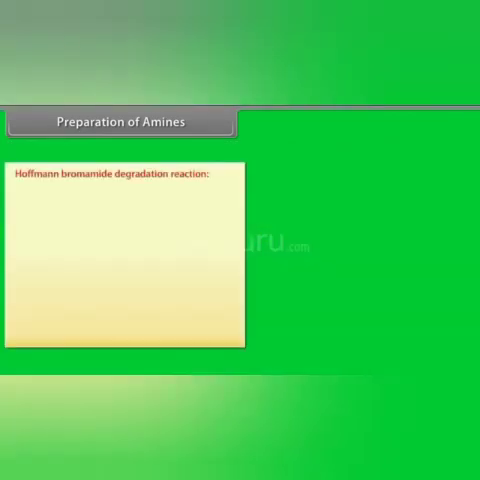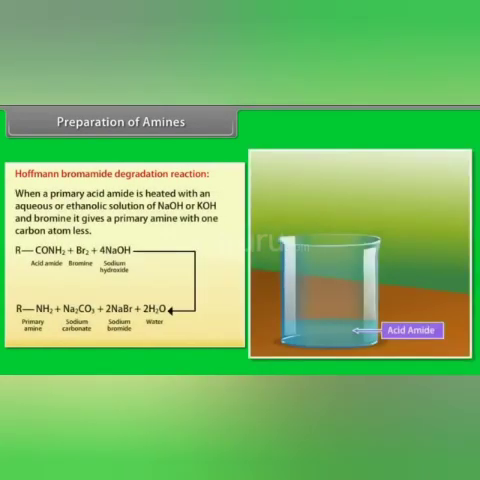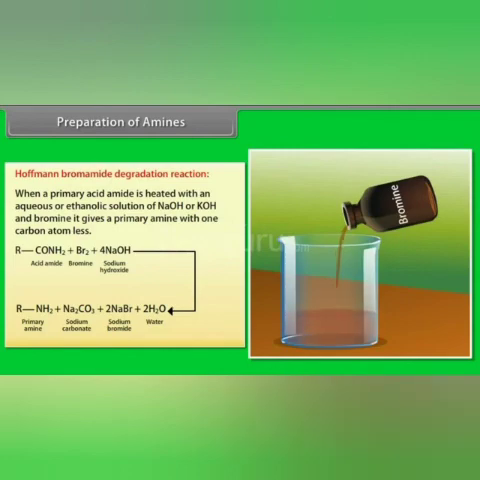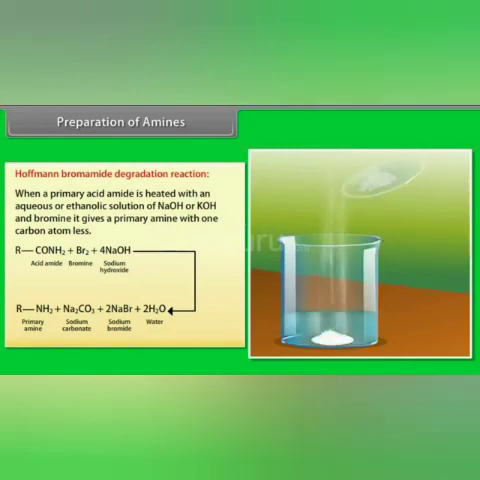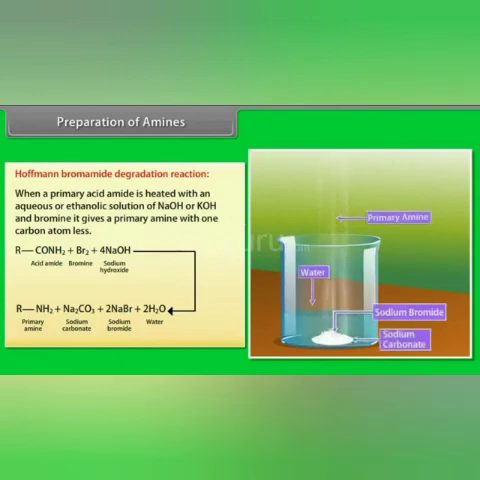Hofmann bromamide degradation reaction. When a primary acid amide is heated with an aqueous or ethanolic solution of NaOH or KOH and bromine, it gives a primary amine with 1 carbon atom less.